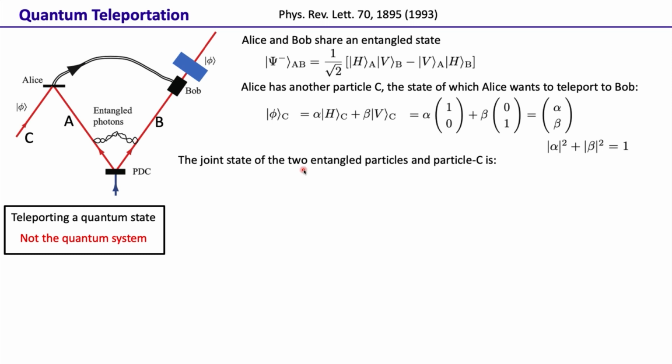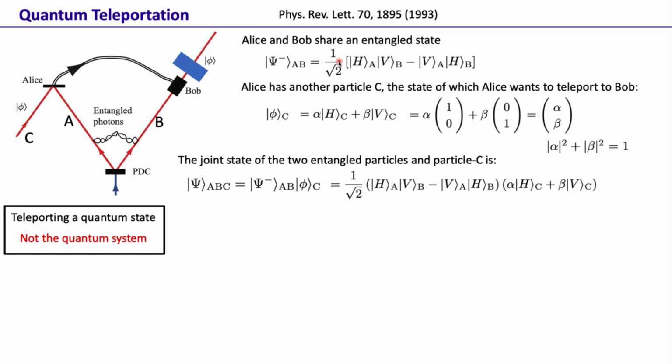So the joint state of the two entangled particles and particle C, this joint three particle state. Alice and Bob are sharing these two particles, and then we have this third particle. So the joint state of these three particles is basically the tensor product of psi minus AB times phi C. That's just simply the tensor product. So we can write it as this state times alpha HC plus beta VC. So that's the joint three particle state that we have here.